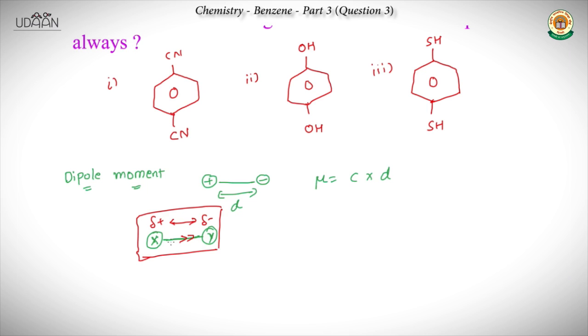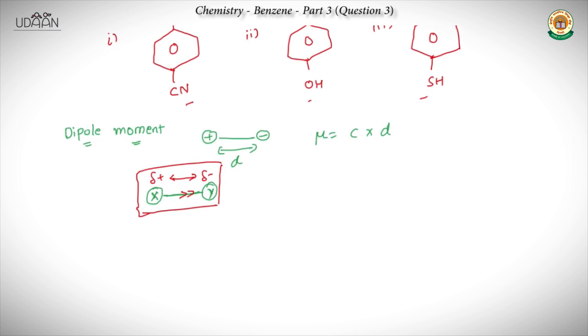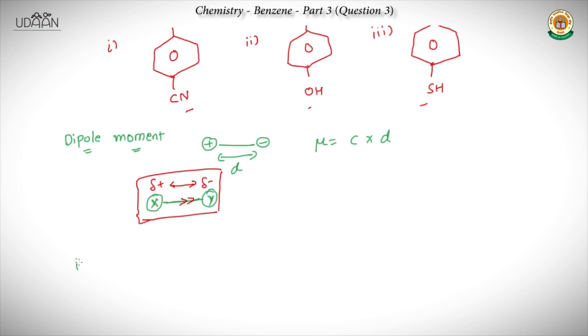Now, Gopi, by looking at these figures, it seems that 3 of them will have 0 dipole moment as they are symmetric. Yes, it appears that they have zero dipole moment, but that's not the case. Can you explain why? Of course, it's true for the first compound. If you take the first compound, where you have a benzene ring and two cyanide groups attached at para positions, as shown here.